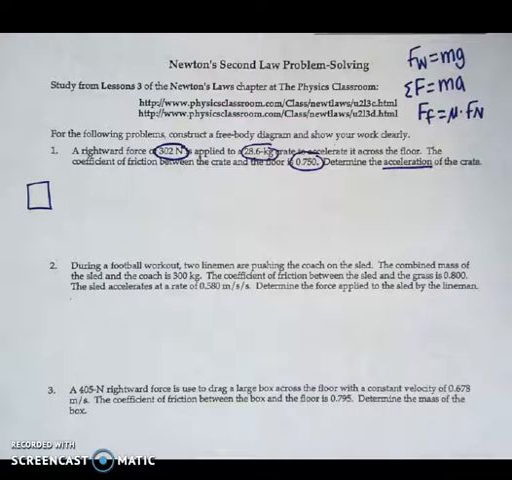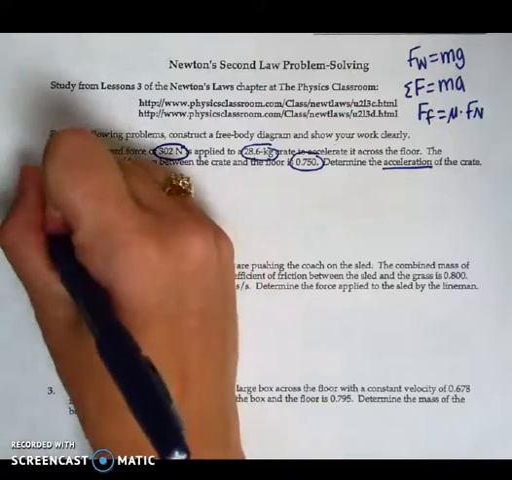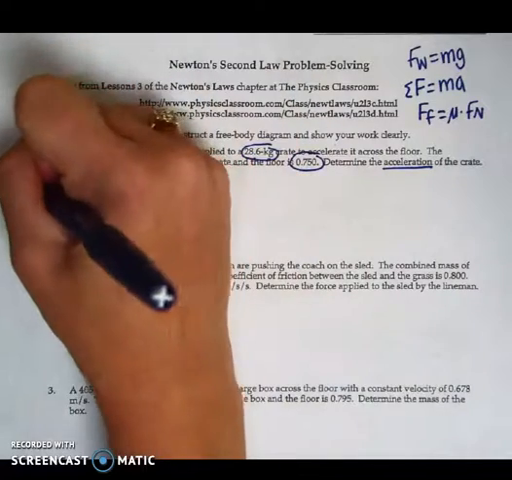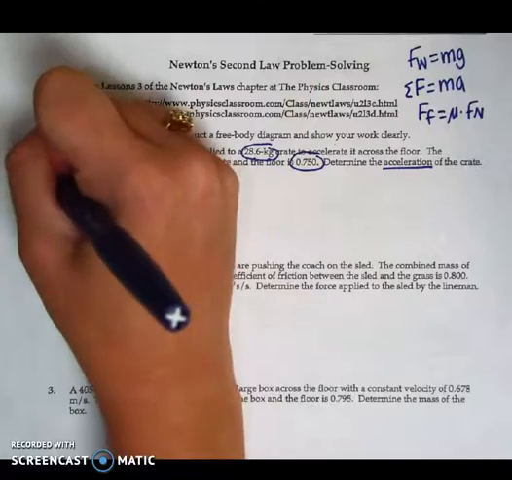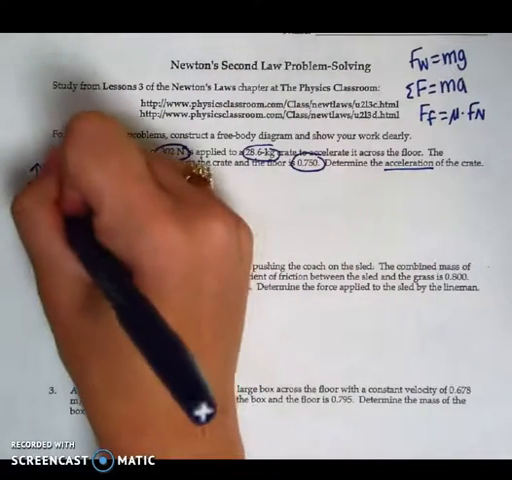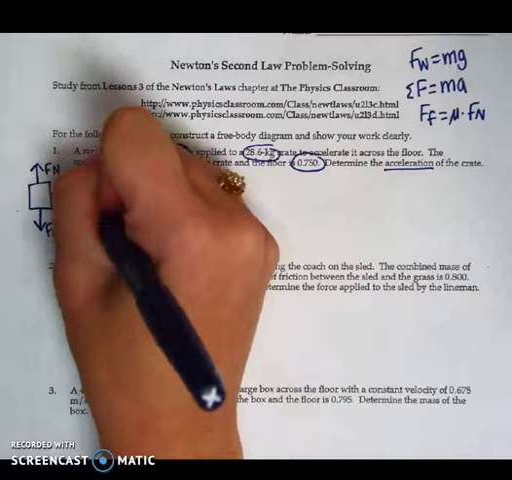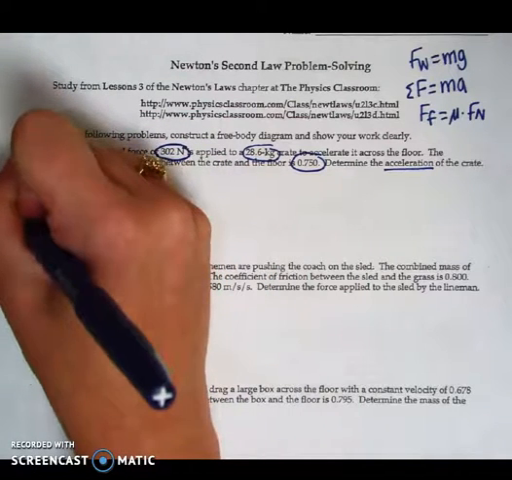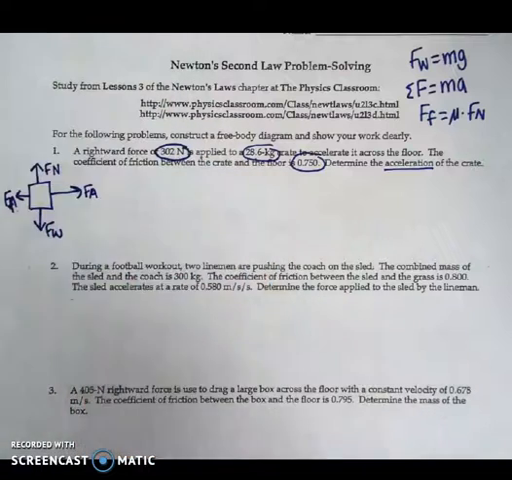So if we have a crate resting on a floor, we know no matter what's going on, we always have force of weight or gravity going down. We're going to have our normal force going up. And then we're going to have an applied force to the right, which would be a little larger than our frictional force going to the left because we're accelerating. And remember, acceleration means we have unbalanced forces.